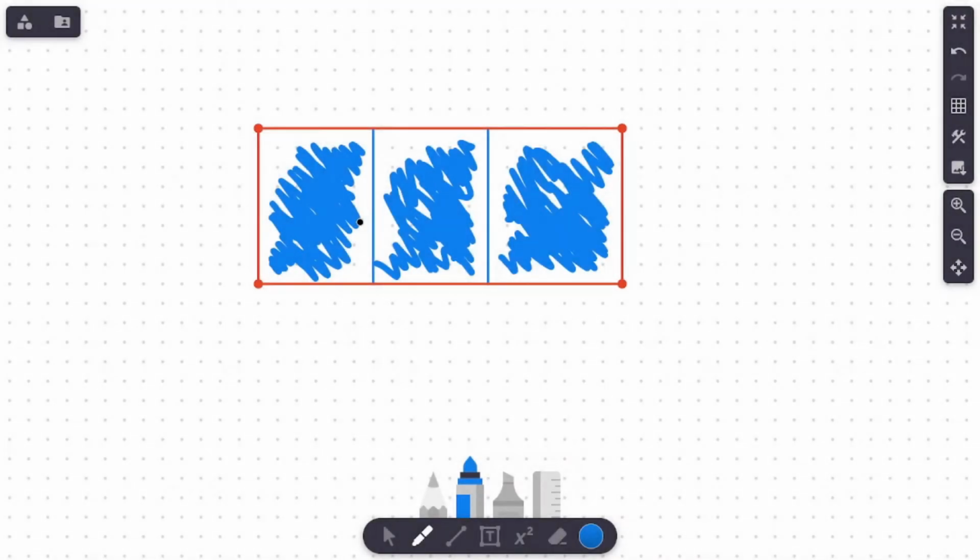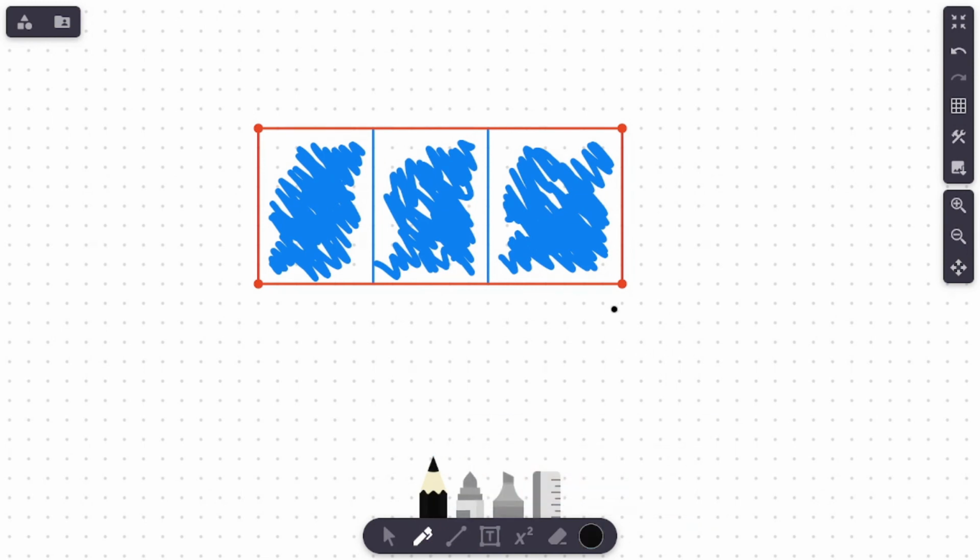All right, we're back at it with my incredible coloring skills here. I've got a rectangle, one whole rectangle, and I want you to tell me how many sections I've broken this rectangle into. How many equal sections have we divided this rectangle into?